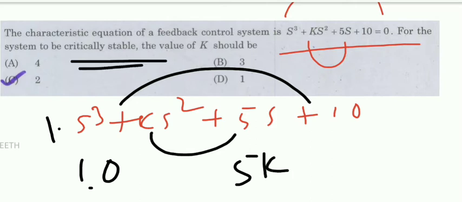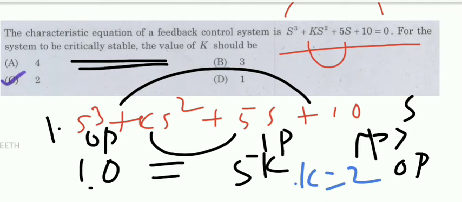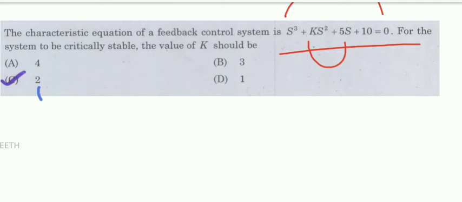Critically stable means we have to equate both, that is, outer product should be equal to inner product. For a stable system, inner product should be greater than outer product. IP must be greater than OP. This is nothing but stable. For an unstable system, inner product must be less than outer product of coefficients. So 5k is equal to 10. This implies k is equal to 2. Simply you can find. So the answer is option B.